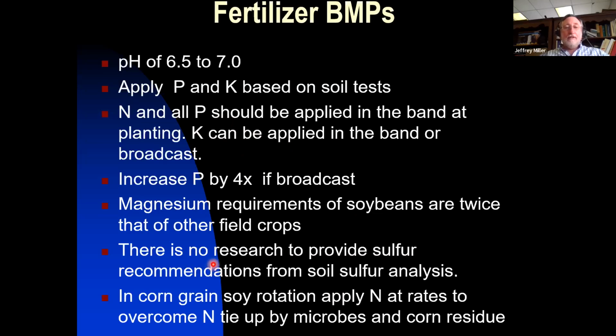We talked about the fact that there's no research backing for sulfur rates in wheat, and it's pretty much the same for sulfur rates for soybeans. There was a soil test developed, and I'll talk to you about that in a second. And again, just a second reminder that if you're following corn grain with soybeans, you should definitely think about applying nitrogen at planting to overcome that tie-up period.